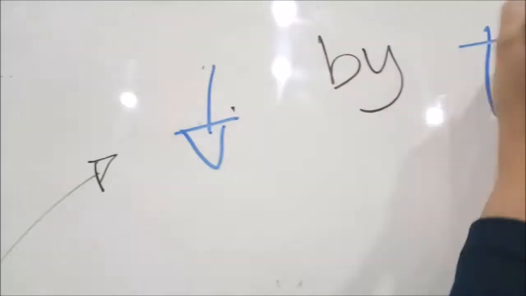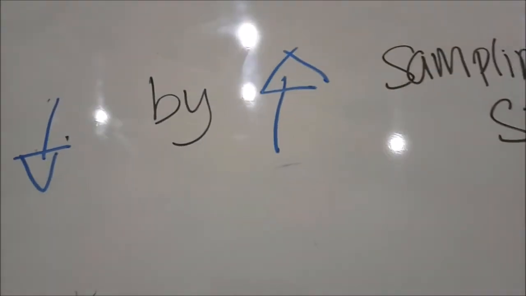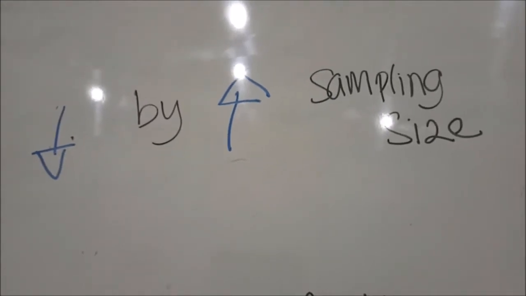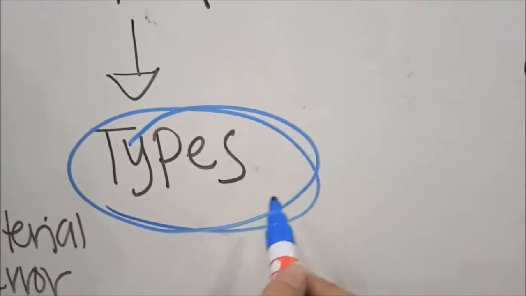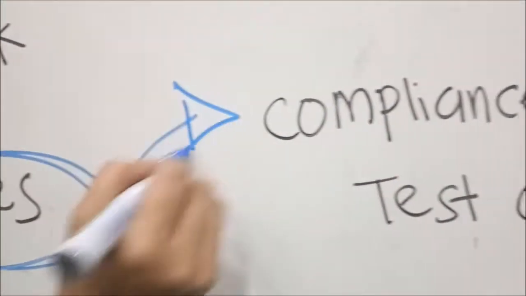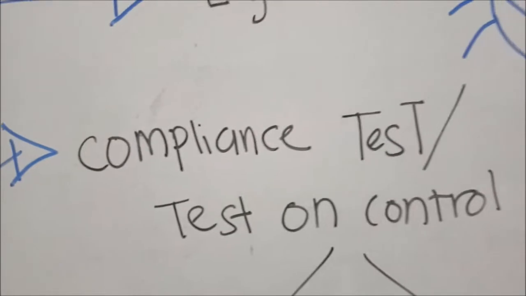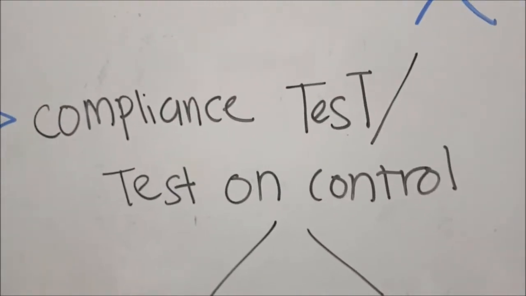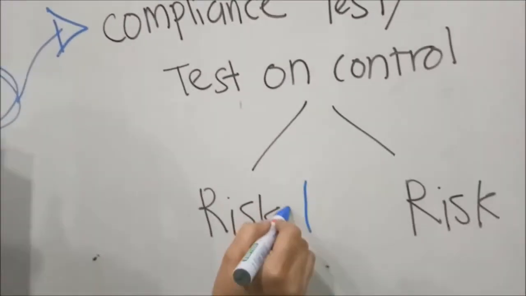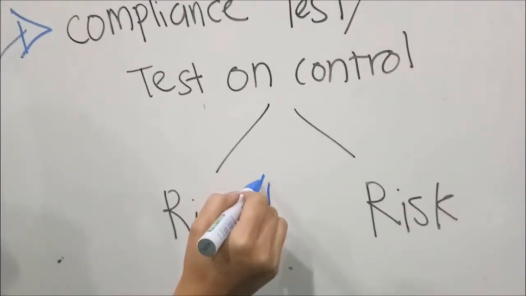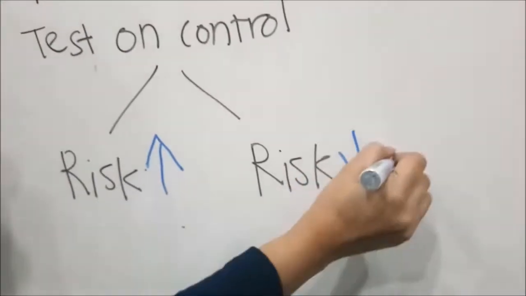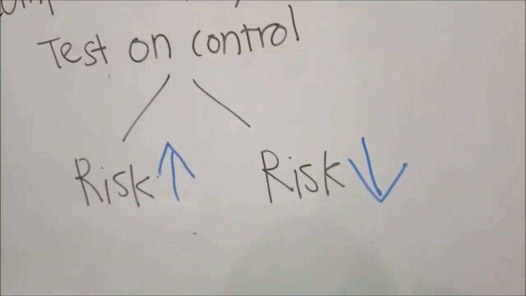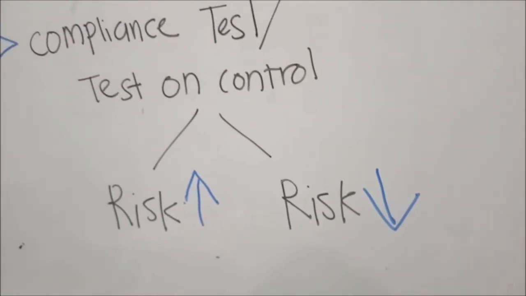Auditor can lower the sampling risk by increasing the sample size. There are two types of sampling risk in different types of tests conducted by the auditor. First one is in the compliance test or test on control. Under this, risk of assessing control risk too high equals risk higher than it actually is, and then risk of assessing control risk too low, risk lower than it actually is.